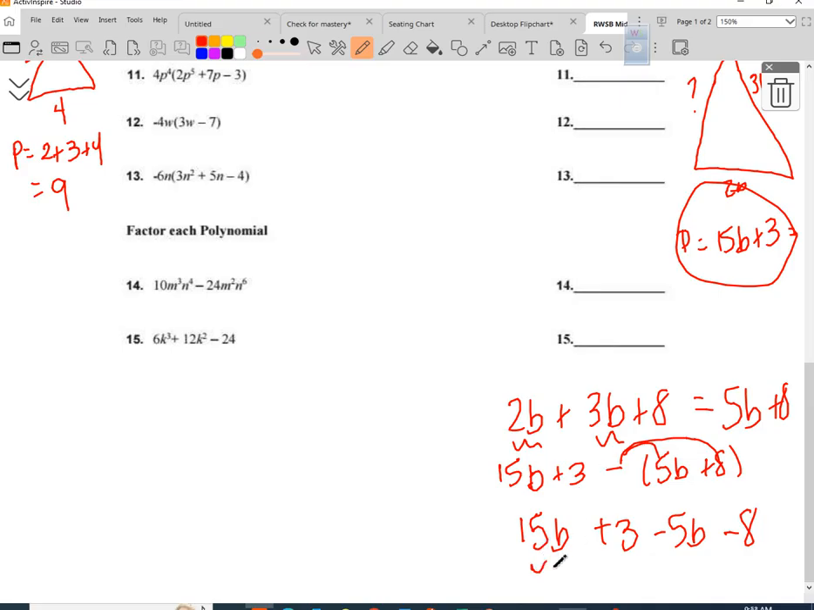And so now the things that we can add together are like terms. 15b minus 5b is 10b. 3 minus 8, those are like terms, that's going to be negative 5. So that is the length of the third side. Does that make sense? Does that make sense, Peyton? All right. Anybody have questions on number 9?